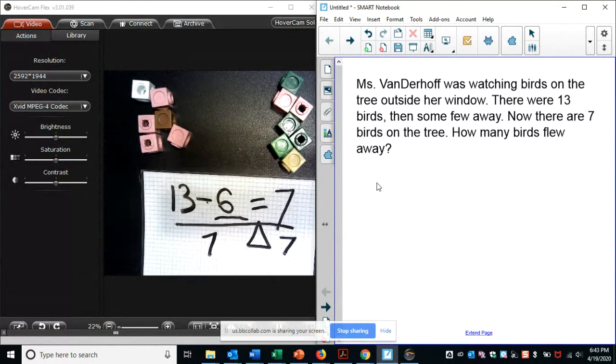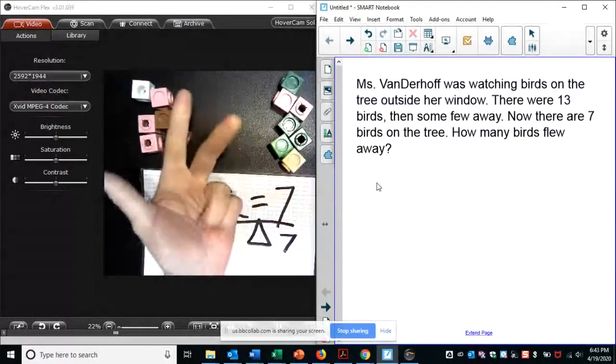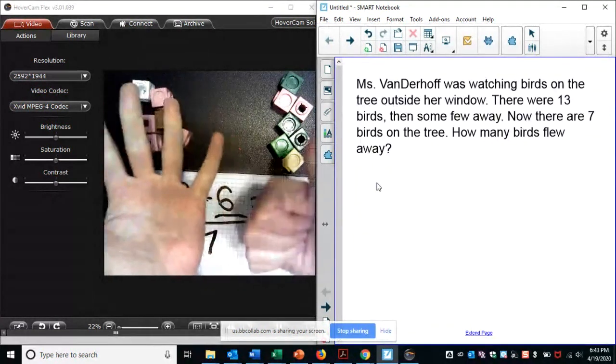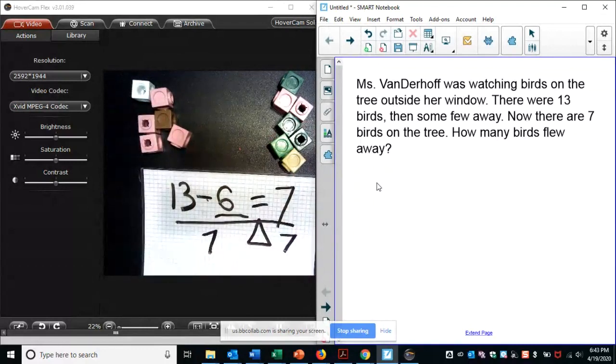So let me double check. I'm going to count back from 13. I'm going to put 13 in my head. I'm going to count back 6 times, and I'm going to double check that that equals 7. So 13, and count back: 12, 11, 10, 9, 8, 7. Counted back 6 times, and I got to 7. So that looks like that's our answer. 6 birds flew away. Let's look at our next problem.